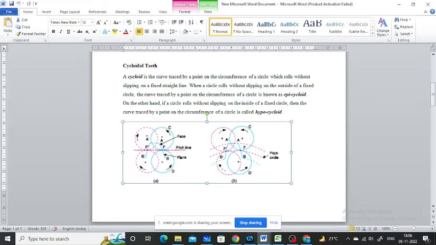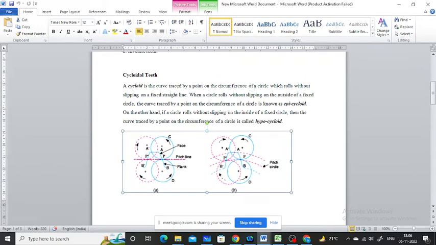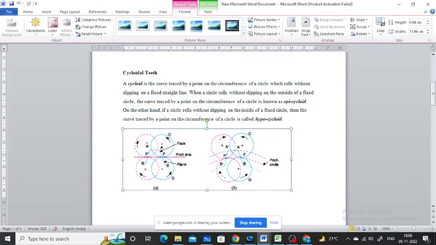Okay, the epicycloid curve represents the face of the cycloidal tooth profile. This one. And the circle C rolls without slipping on a fixed straight line, then it forms a curve AP, which is the epicycloid, and forms the face of a tooth.